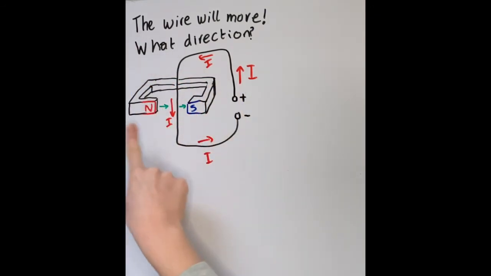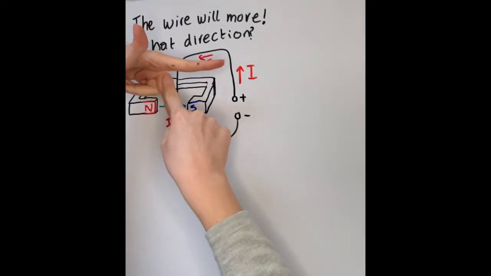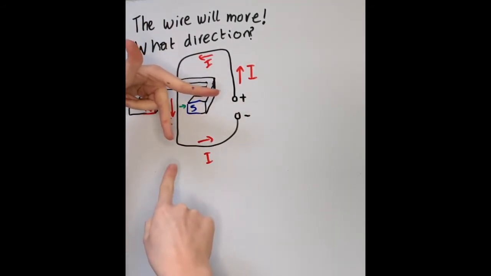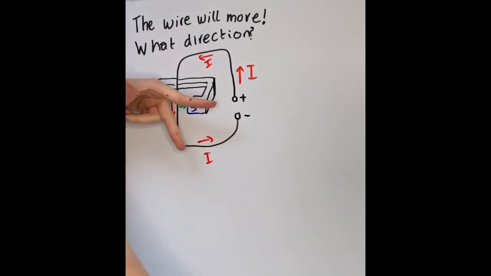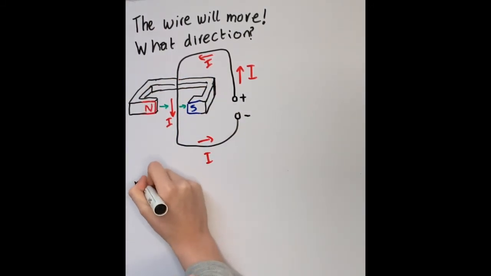So north to south is our first finger. Direction of current is from top to bottom of the page in this diagram, and the motion we can see will therefore be given by the thumb, which is out of the page. So this wire will turn out of the page.